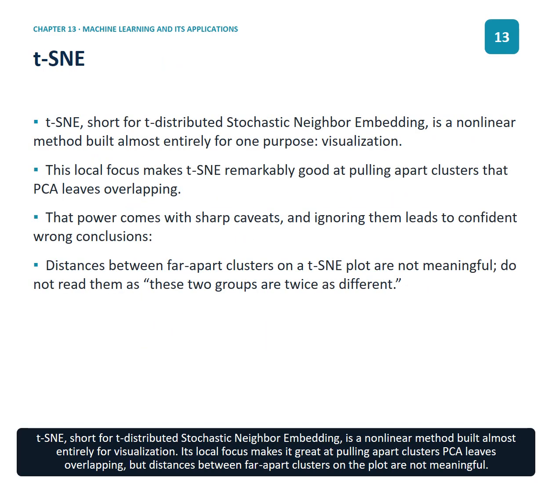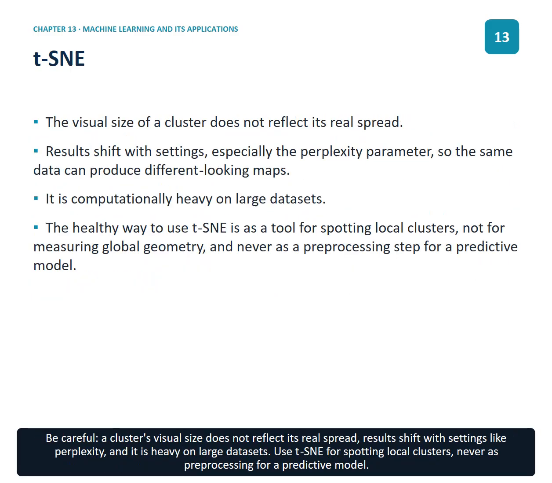TSNE, short for T-distributed stochastic neighbor embedding, is a nonlinear method built almost entirely for visualization. Its local focus makes it great at pulling apart clusters PCA leaves overlapping, but distances between far apart clusters on the plot are not meaningful. Be careful. A cluster's visual size does not reflect its real spread. Results shift with settings like perplexity, and it is heavy on large datasets. Use TSNE for spotting local clusters, never as pre-processing for a predictive model.